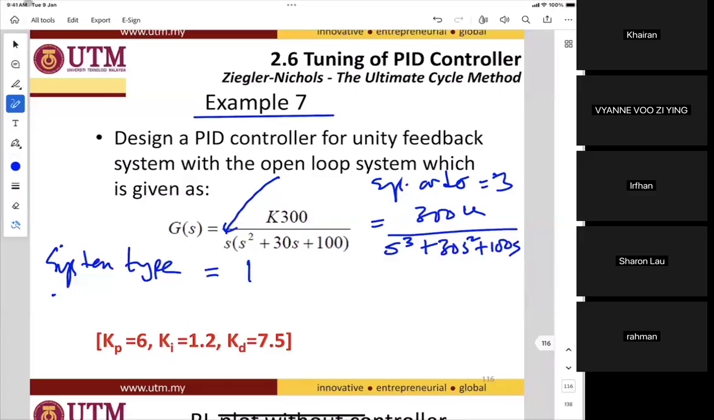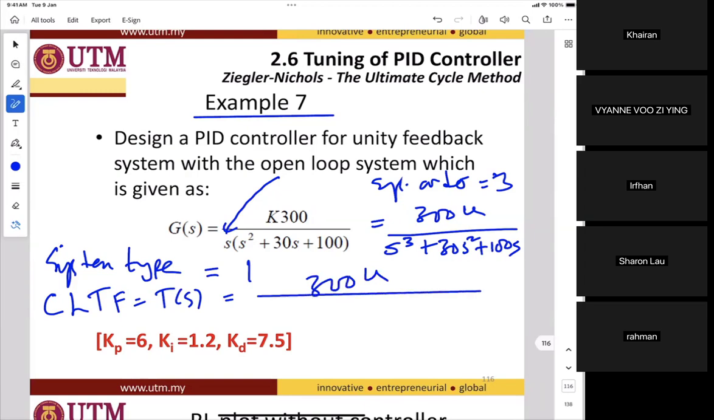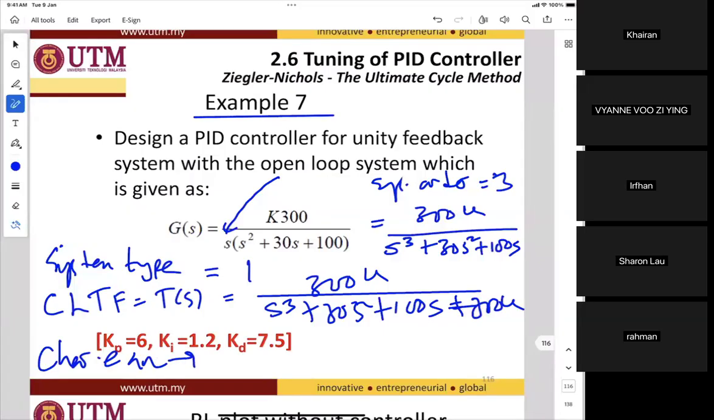What is the closed loop transfer function, Irfan Hakimi? 300K divided by s cubed plus 30s squared plus 100s plus 300K. And lastly, what is the characteristic equation, Irfan? s cubed plus 30s squared plus 100s plus 300K equal to 0.